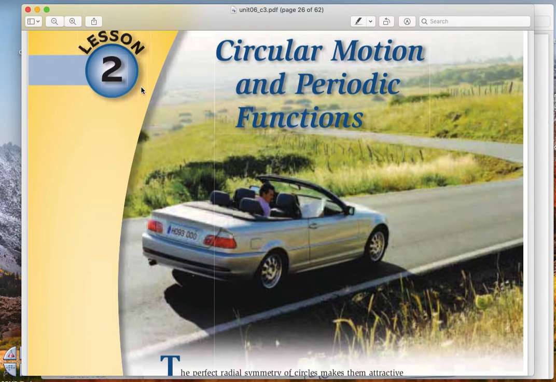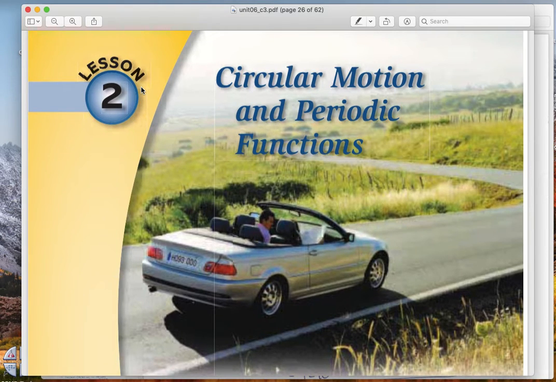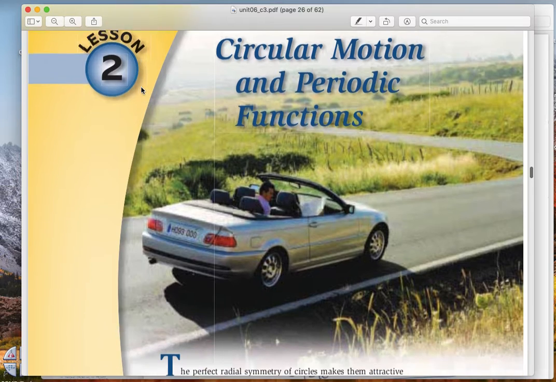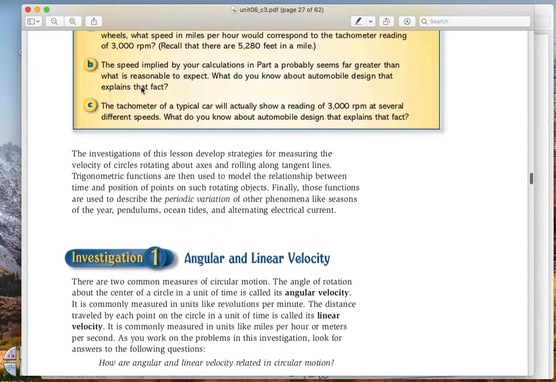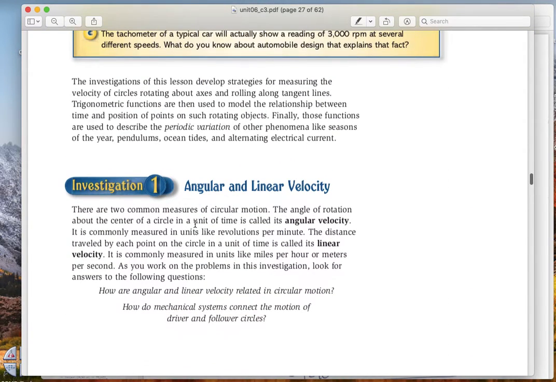This new unit, in particular lesson 2, is going to be on circular motion and periodic functions. And so this first one is going to be talking about really just these two things, angular velocity and linear velocity. Angular velocity is right here. It's the angle of rotation about the center of a circle in a unit of time.